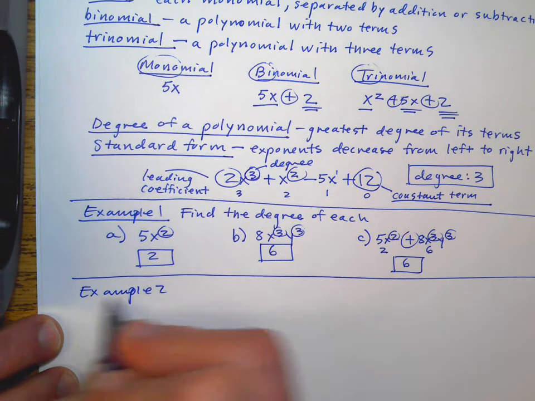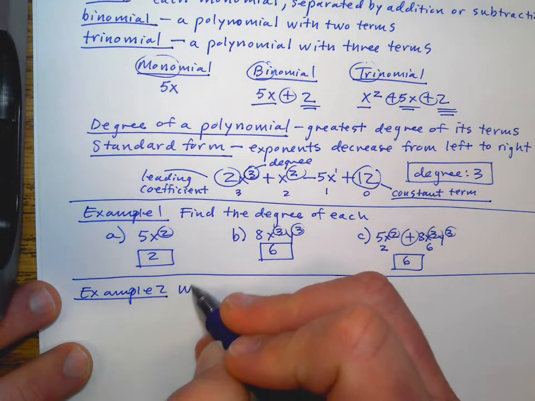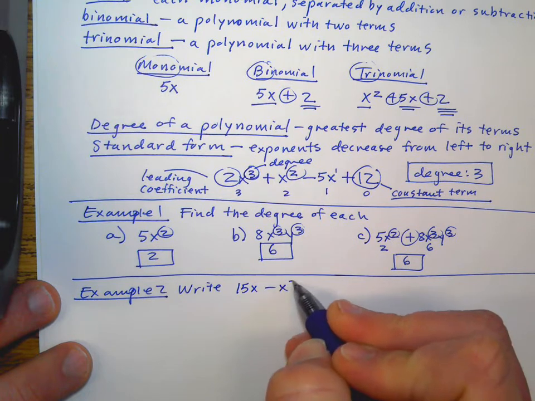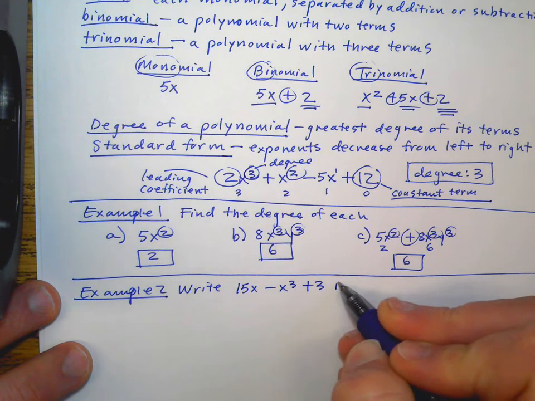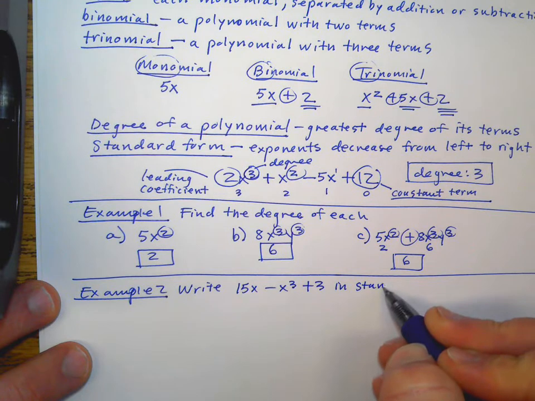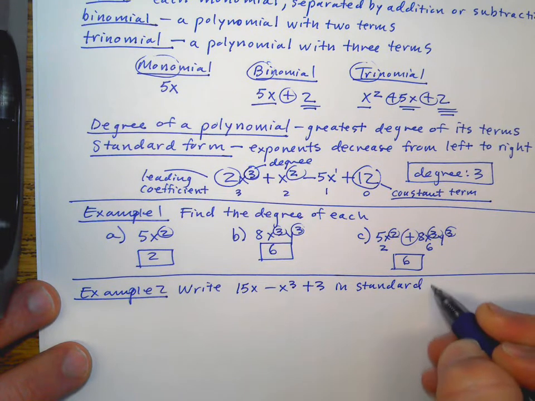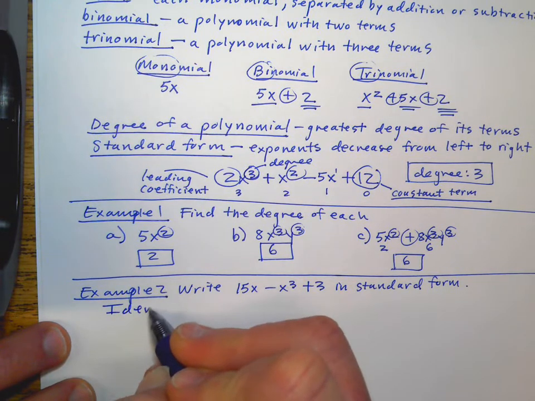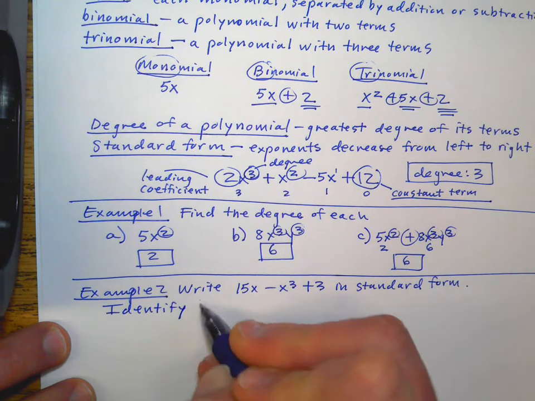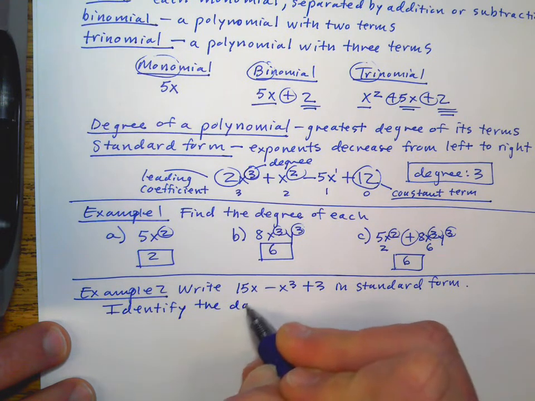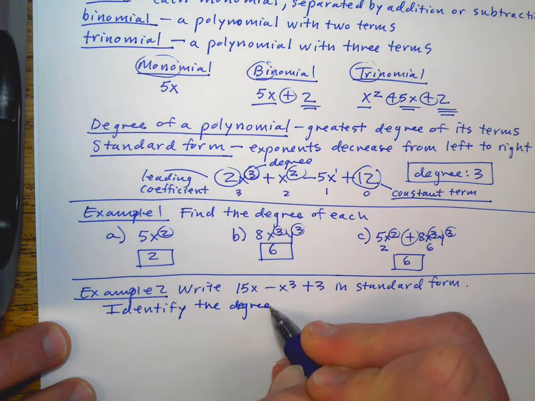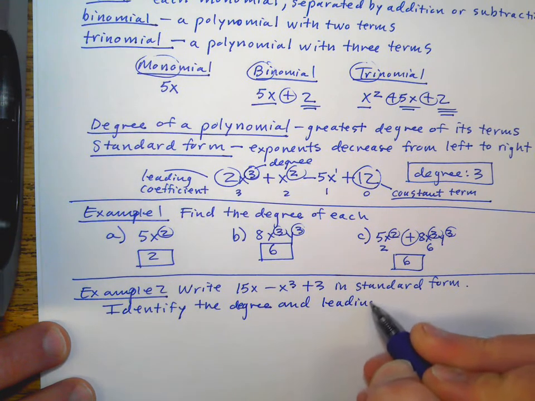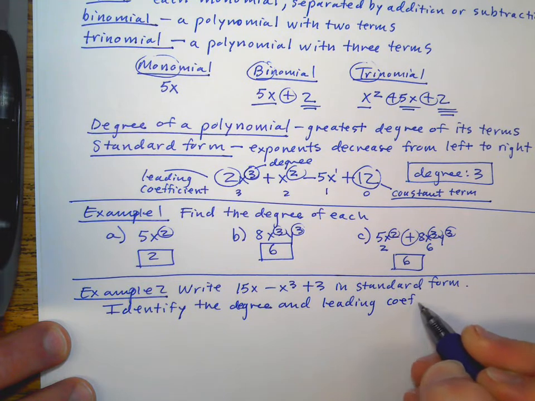Example 2. Write 15x minus x cubed plus 3 in standard form. Identify the degree and leading coefficient.